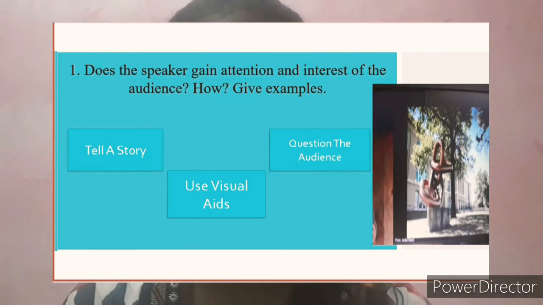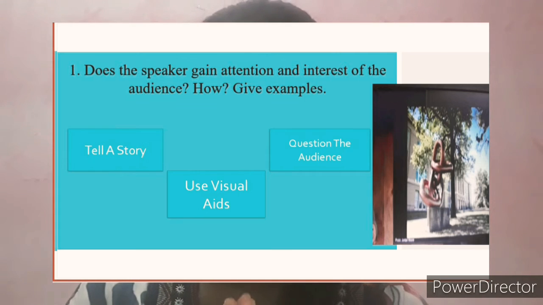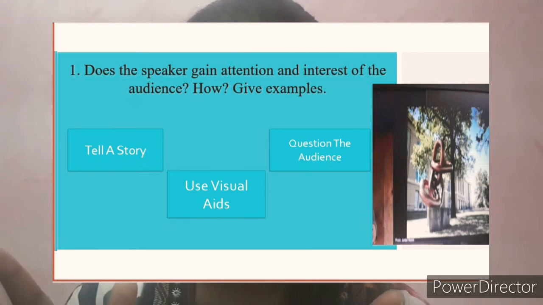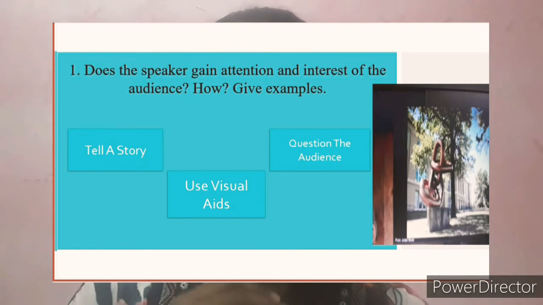How, and examples? When it comes to a speech, gaining the attention and interest of the audience is very important. So the speaker usually can use certain tools, but in this speech, the speaker used tools like telling a story, questioning the audience, and using a visual aid to gain the attention and interest of the audience at the beginning of the speech. Telling the story, she tells her own experience as a teacher at Lincoln High School.